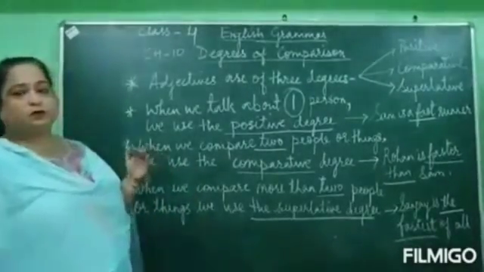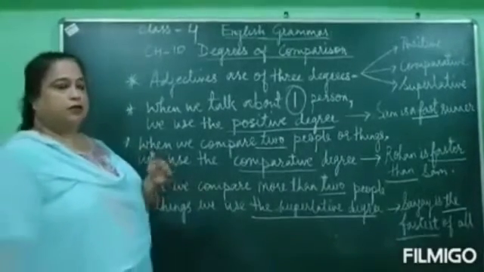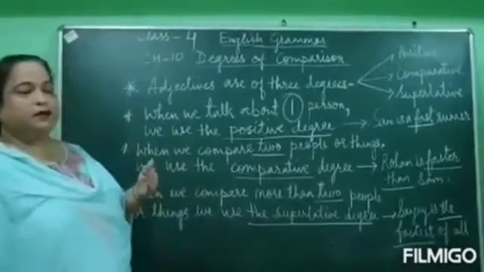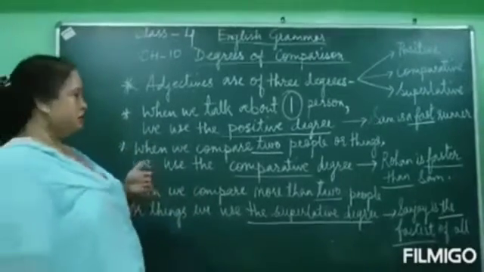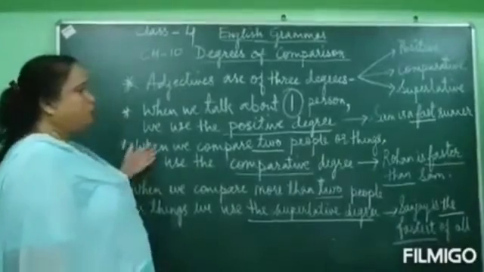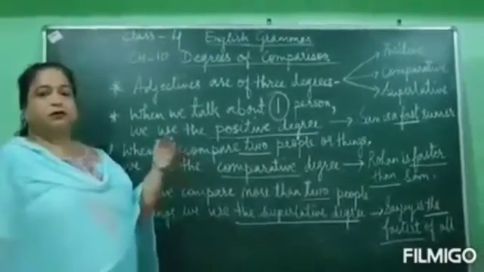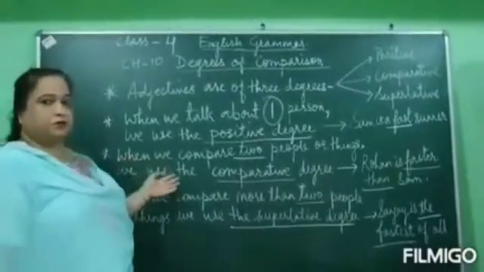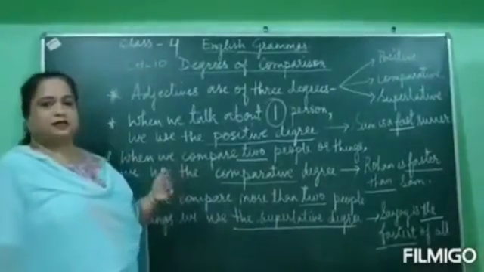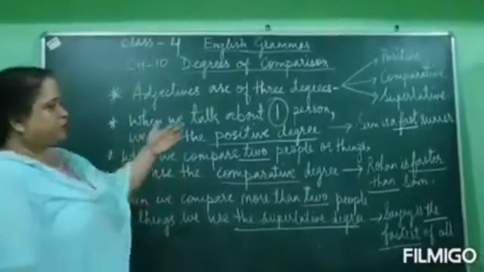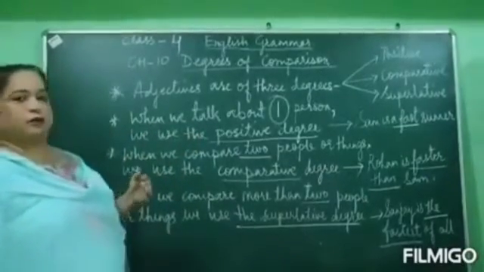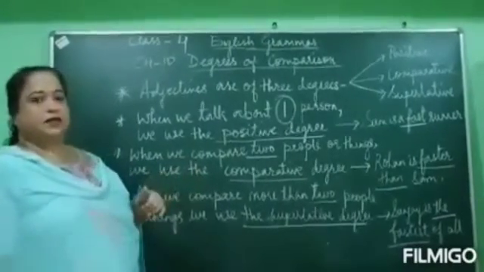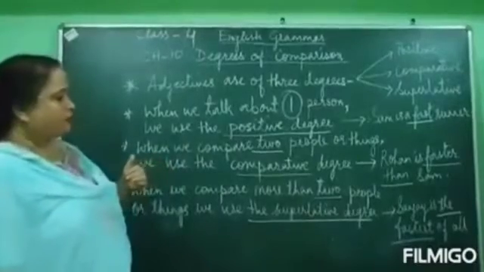When we talk about two people or two things, we compare them. More than, less than, these are generally the words used. So what do we use? We use the comparative form of degree. The comparative form of degree is used when we talk about two things, as I have explained earlier. So in my example, I am talking about two people. One is Rohan and the other is Sam.